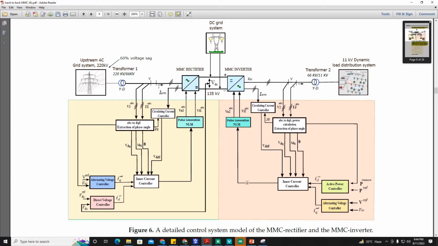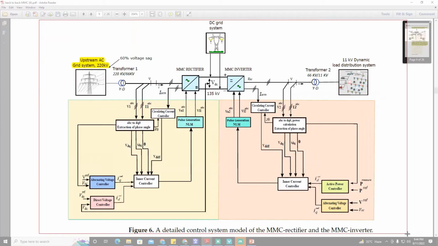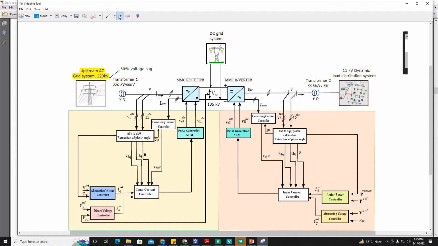So this is the detailed proposed system model. It consists of an upstream grid here, which is 220 kilovolt, and this YD transformer is used that steps it down to 66 kilovolt.